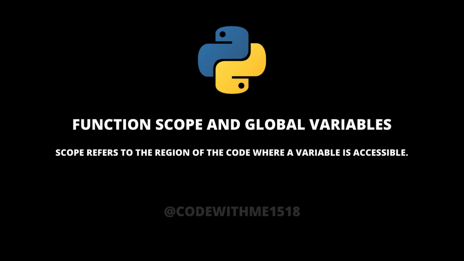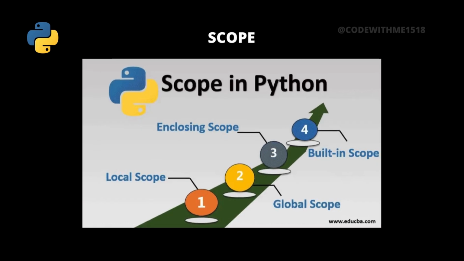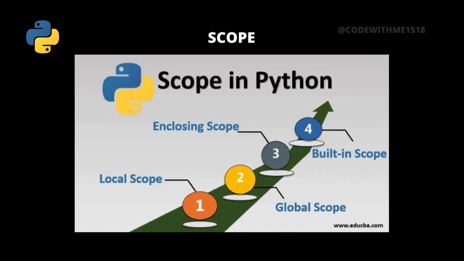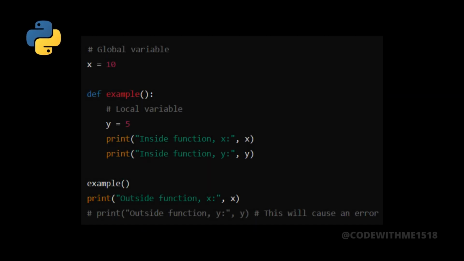Let's start with understanding function scope and global variables. Scope refers to the region of the code where a variable is accessible. Here's an example. In this example, x is a global variable and accessible both inside and outside the function, while y is a local variable, accessible only within the function. Attempting to print y outside the function will result in an error.